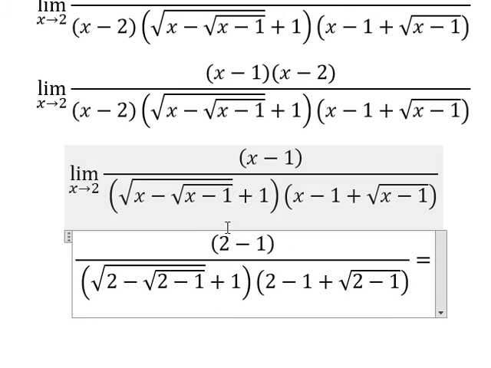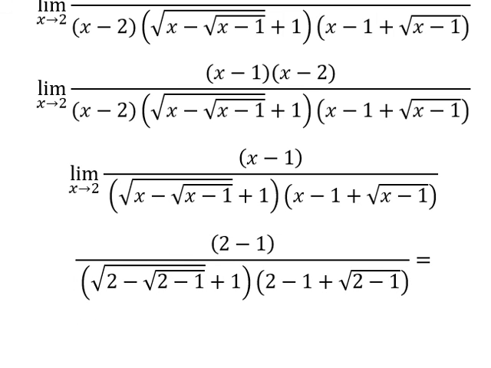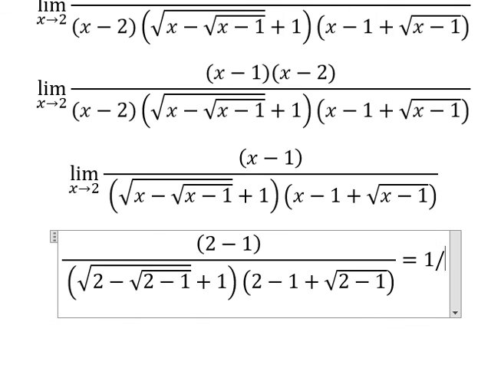So we calculate this one. So we have 1 over 4.